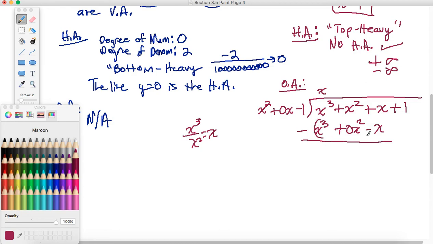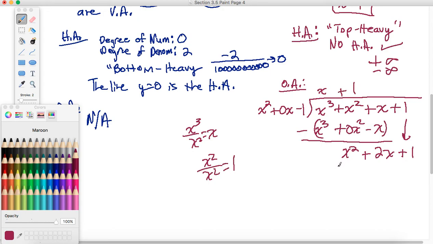Then you multiply. When I multiply, I'm going to get x cubed plus 0x squared minus x. Do my subtraction. Remember, I put it in parentheses because I've got to distribute that negative to each of these terms. And I'm going to end up with an x squared plus 2x, because that's going to change to a plus. x plus x is 2x. I start the process over again. But before I do that, I can bring down my next term. And I'm going to see how many times does x squared go into x squared. That's 1. So I'm going to get x plus 1.